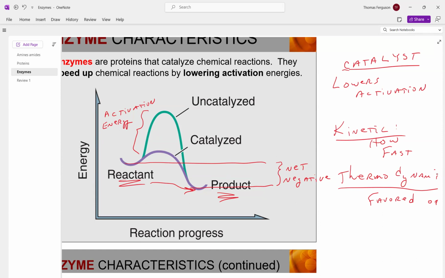A catalyst has to also be regenerated. It can't be used up. If it's used up, it's part of the reaction. A catalyst has to be regenerated at the end. So if we're using a metal as a catalyst, frequently we use platinum or palladium or nickel metal as a catalyst. It can't be eaten up. It's got to be there the whole time. If we're using a chemical like an enzyme, it's got to not be destroyed during the reaction. It's very important.